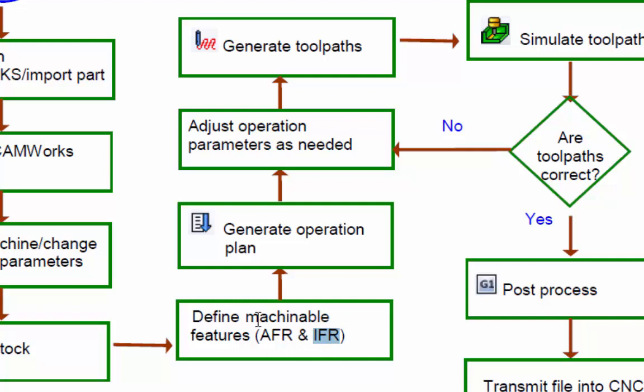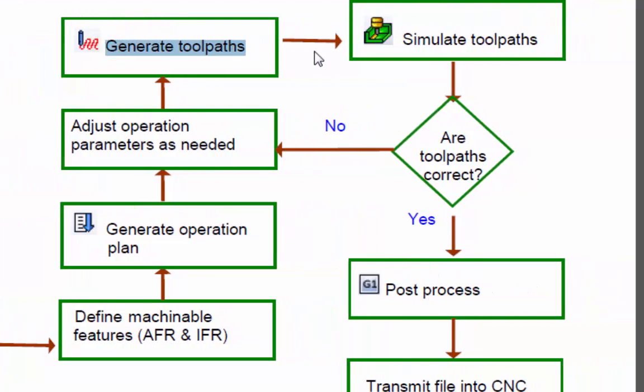After you define these machinable features, you have to generate an operation plan, and then adjust the operation plan parameters as needed, generating tool paths, simulating the tool paths, and then evaluating based off of this simulation whether or not they are correct and appropriate. If they are not, you'll simply go back and adjust the operation parameters to whatever needs to be changed, regenerate the toolpaths, and simulate. You'll continue this process until the simulation is correct.